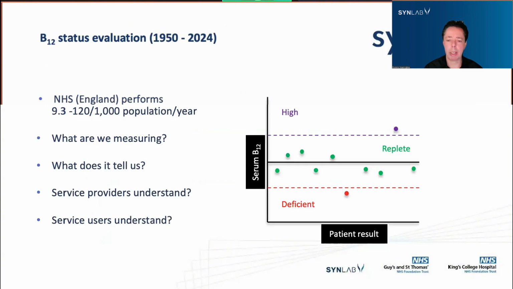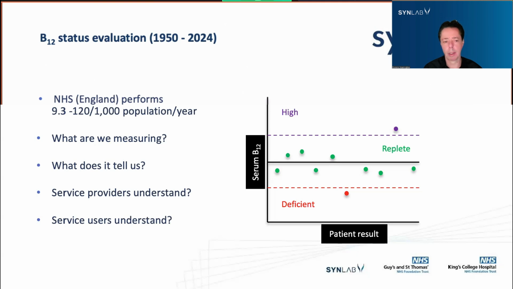In the National Health Service in England, some laboratories perform up to 120 serum B12 assays per thousand of population a year. But how many of those laboratories really understand what they are measuring? How many understand what the result is really telling us? How many people ordering the test understand the limitations of this serum B12 assay?